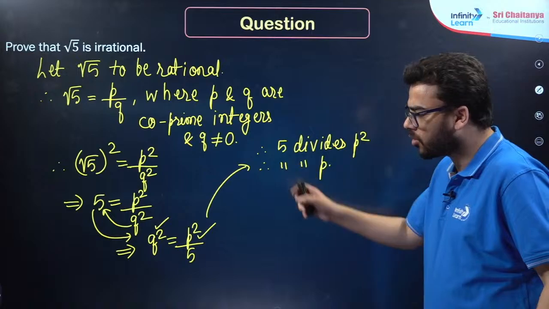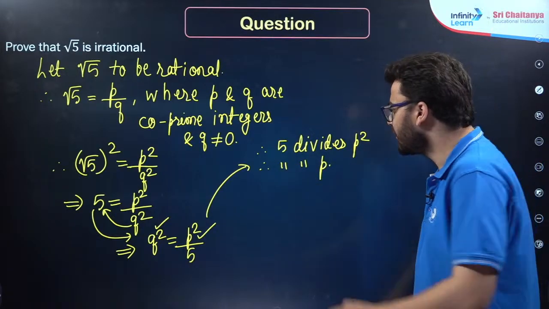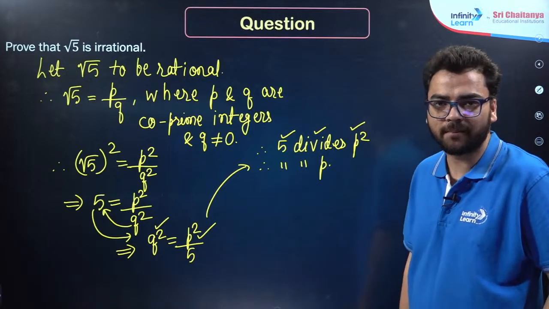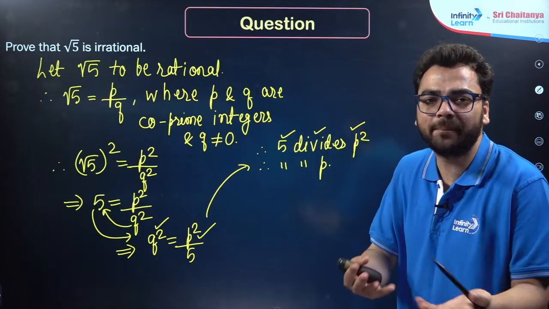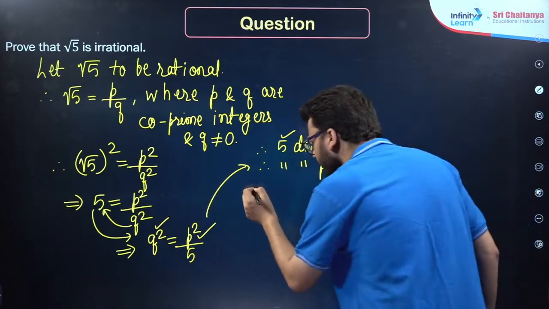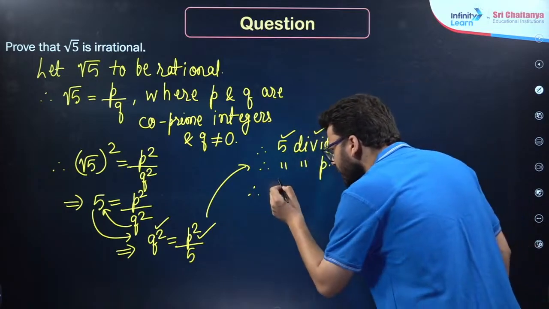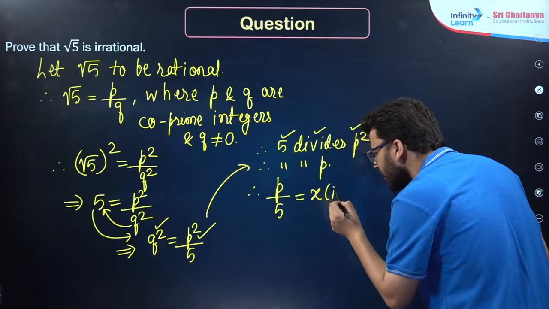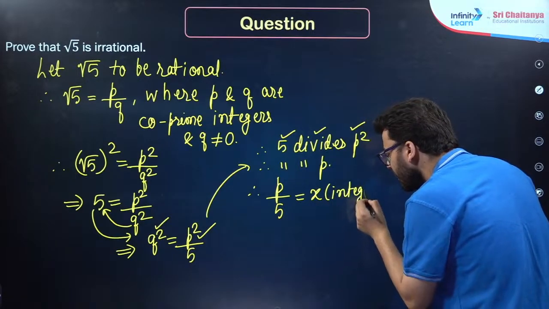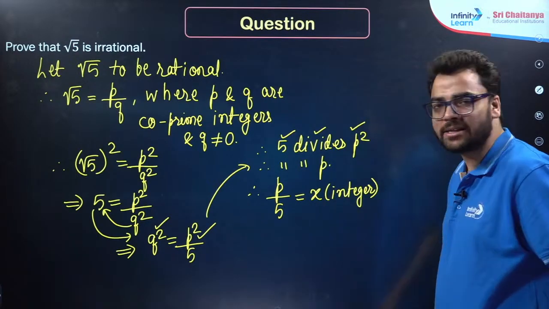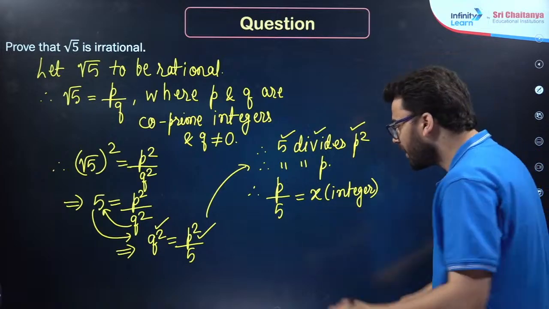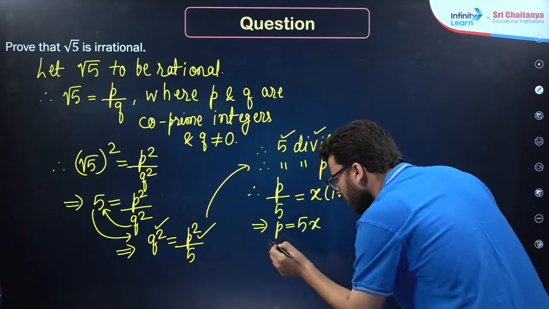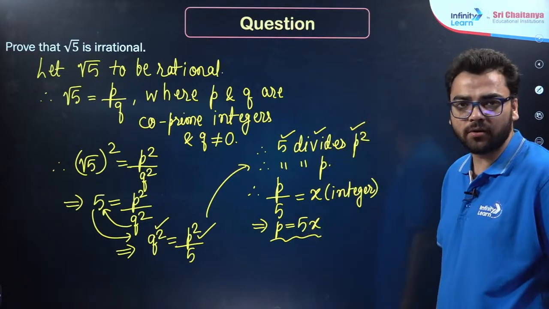We have studied the property in the previous slide, because 5 is a prime number. If 5 divides p squared, 5 will divide p as well. So if 5 is dividing p, what does it mean? It means p divided by 5 will also be an integer. Yes or no? p divided by 5 will also be an integer or not? So from here, can we not say that p is equal to 5x? Correct or not? We can say p is equal to 5x.